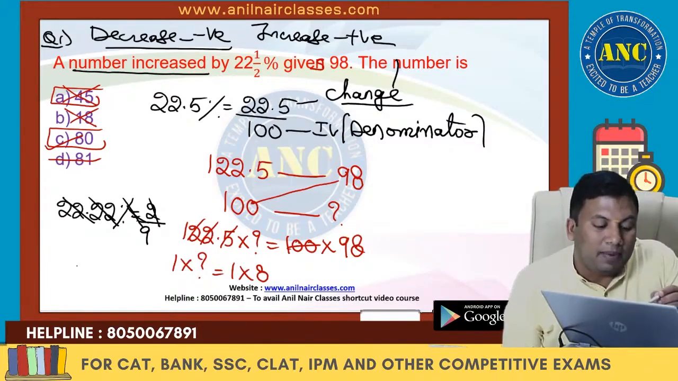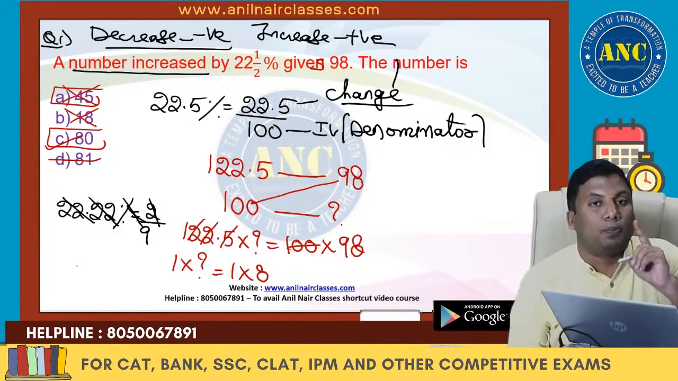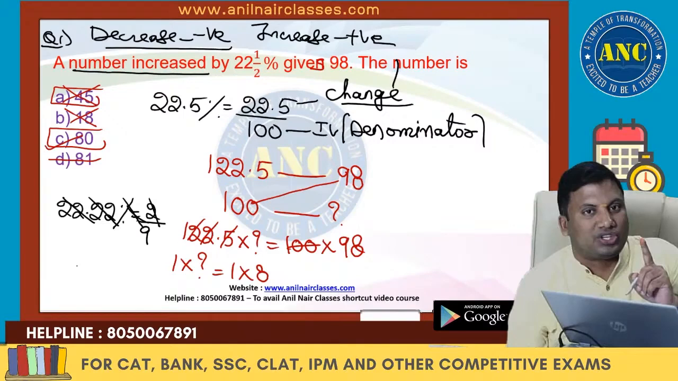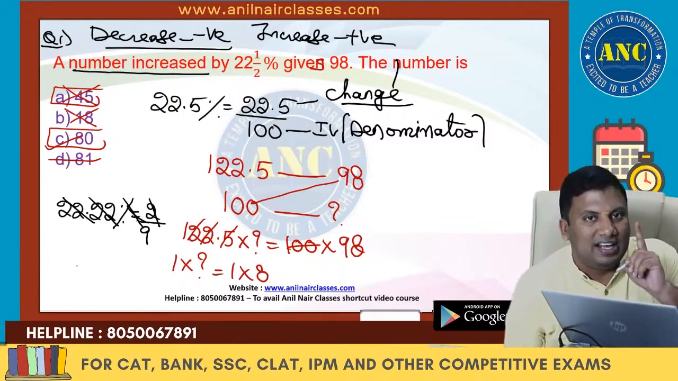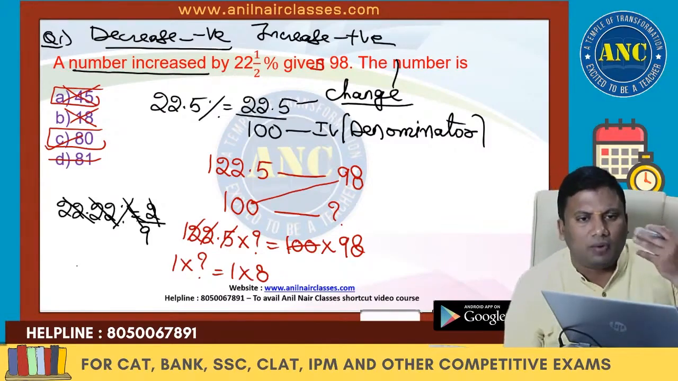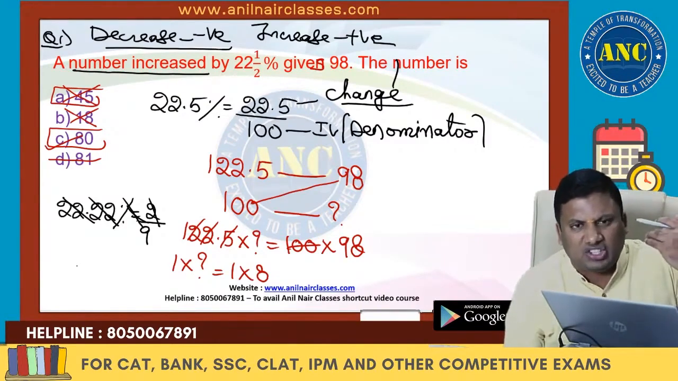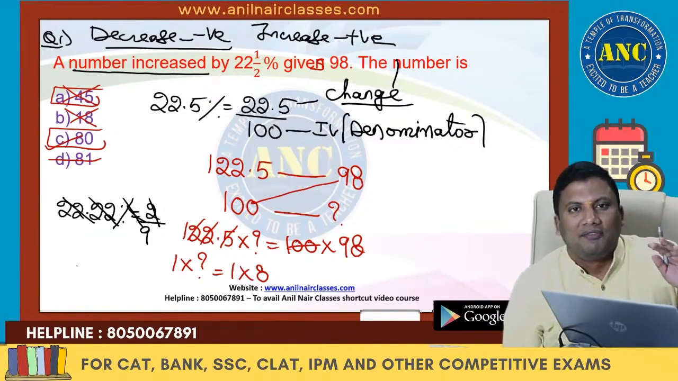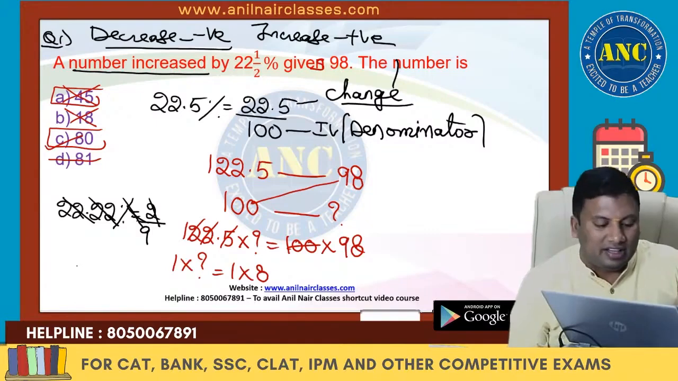A number when increased by 22.5. Each and every question, write down in your notebook. I told you again, 3 points. Listen to my class. Watch the class once again. Take any book of your choice and solve Anil Nair's way. You will be feeling extremely confident in the way you solve it.